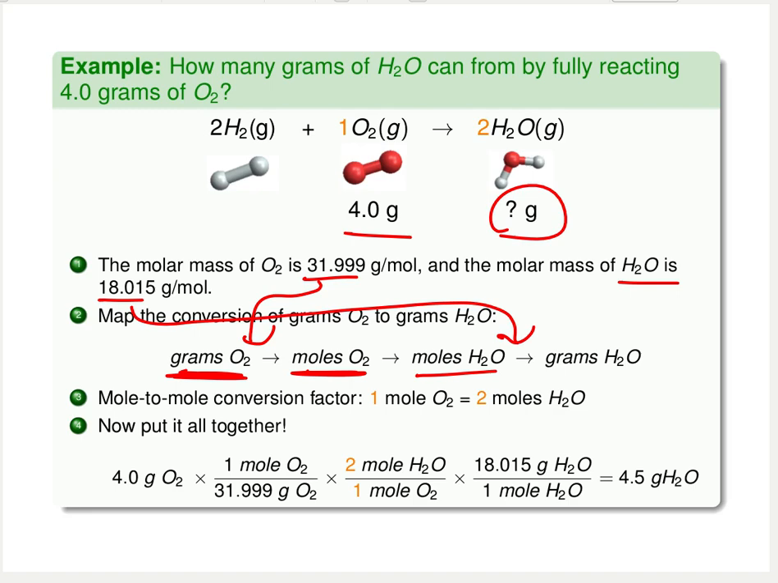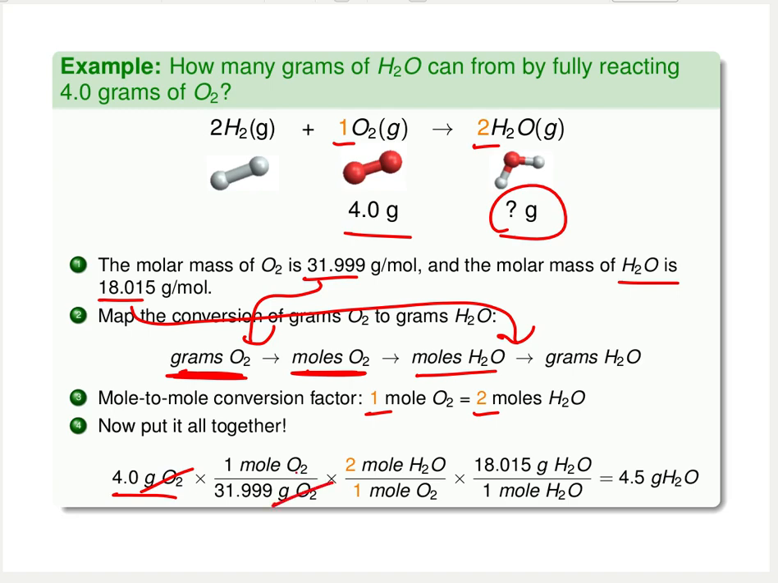Okay? Then we'll look at those stoichiometric coefficients, 1 for oxygen, 2 for water, to get our oxygen to water mole-to-mole conversion factor, and then simply put it all together. Start off with our given quantity, it's 4 grams of O2, divide by that molar mass, and remember you must divide to make sure the units of grams cancel out.